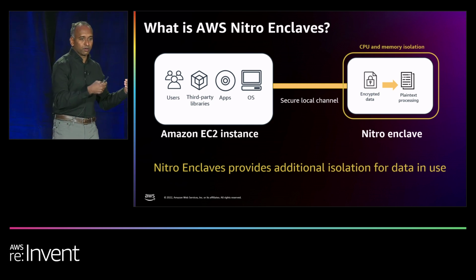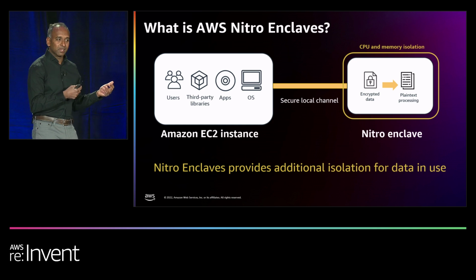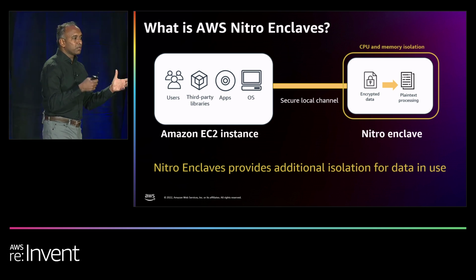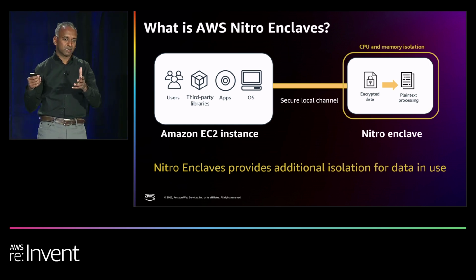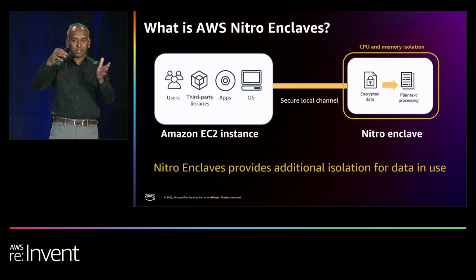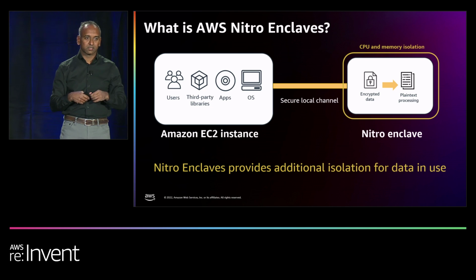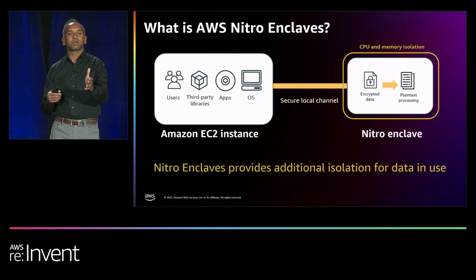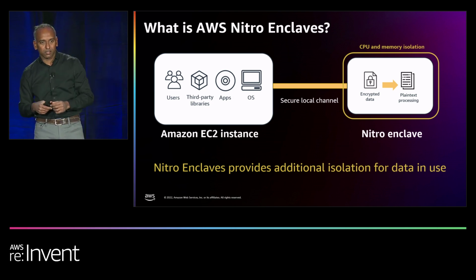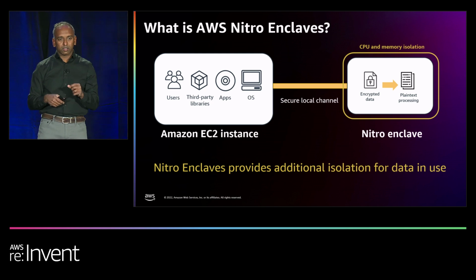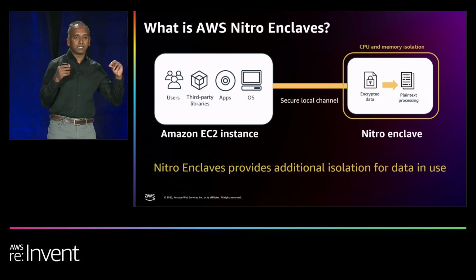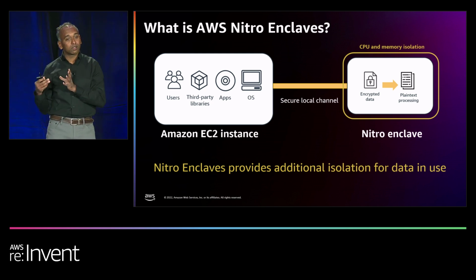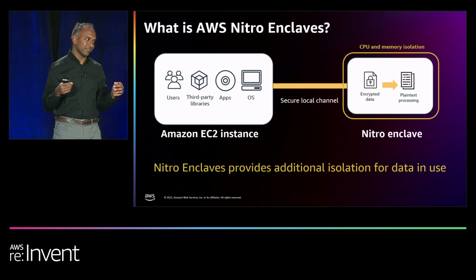All you have to do from your standard EC2 instance today is carve out CPU and memory resources and create that enclave. So if you're running an instance today, you could dedicate a portion of that instance conceptually by dedicating X number of CPUs and memory that your application is going to require to run inside the enclave. The enclave is connected to the parent instance from which you carved it out through a secure local channel.